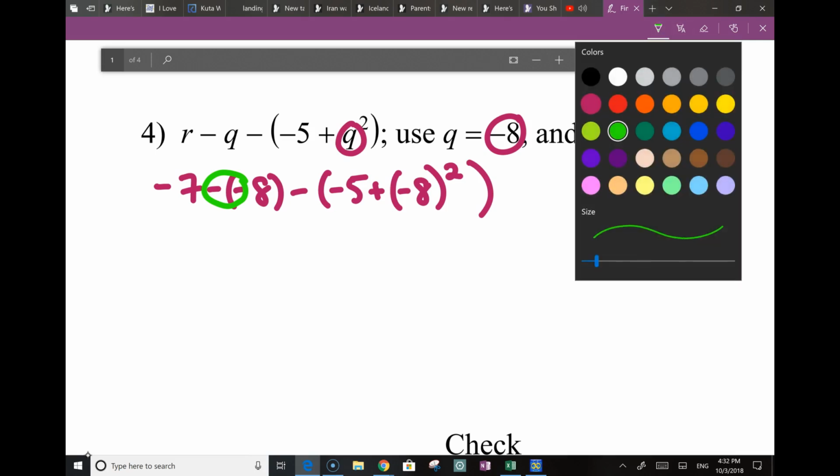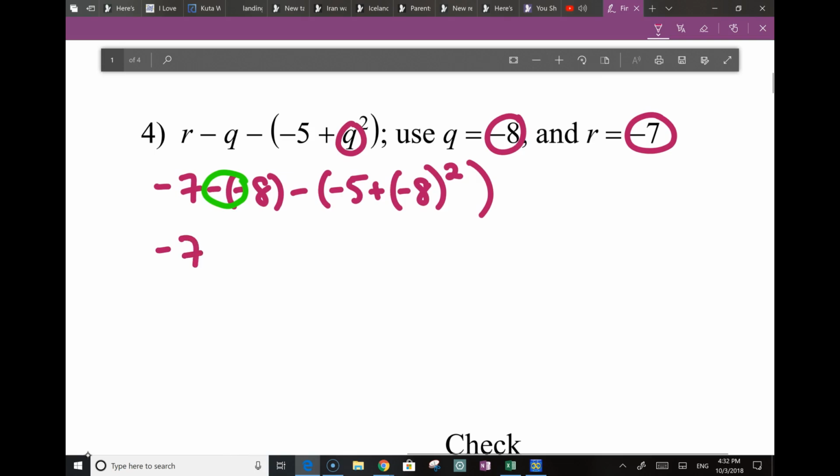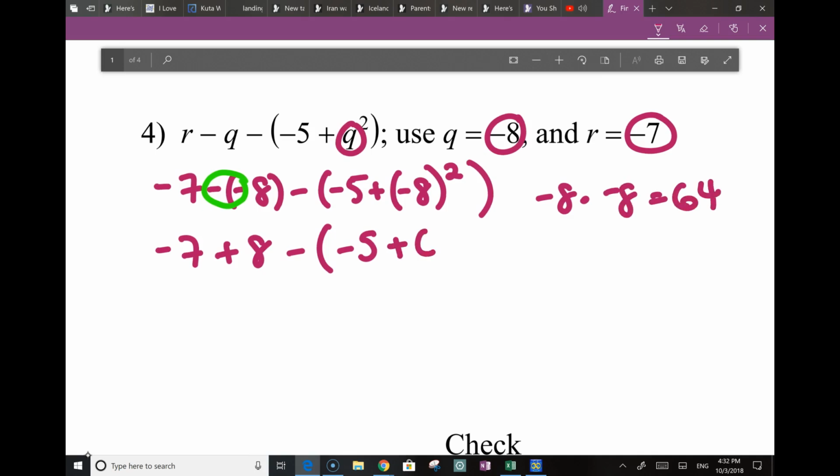What I get now is negative 7 plus 8 minus still negative 5, and negative 8 to the second power is positive 64. That's going to go here, plus 64.